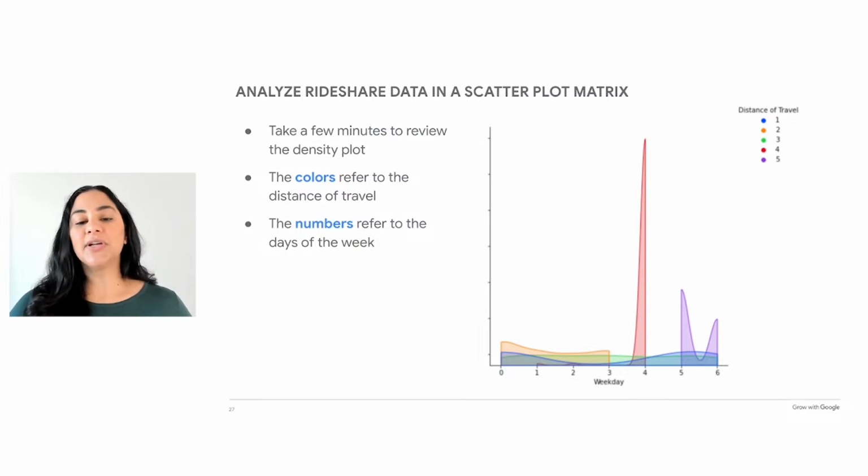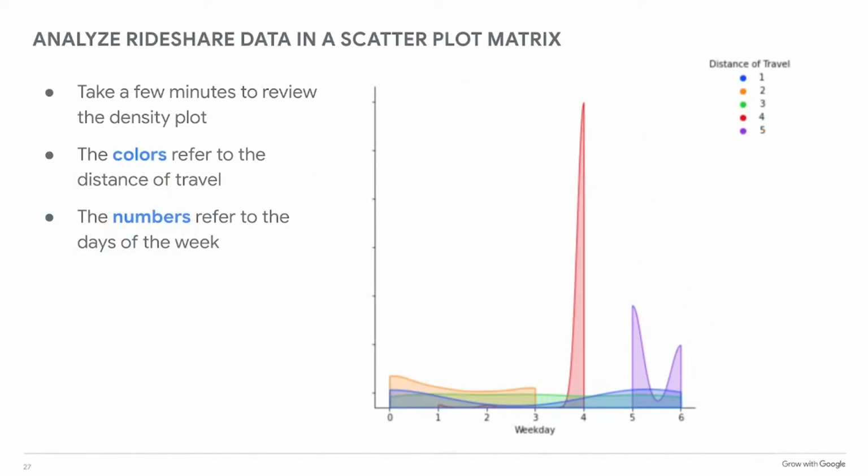Let's take a closer look at one of the density plots on this slide. As you look, to the right of the density plot shows you the color codes for the distance of travel. Blue equals 1 mile, orange equals 2 miles, green equals 3 miles, red equals 4 miles, and purple equals 5 miles. And in this density plot, the numbers on the horizontal axis refer to the days of the week.